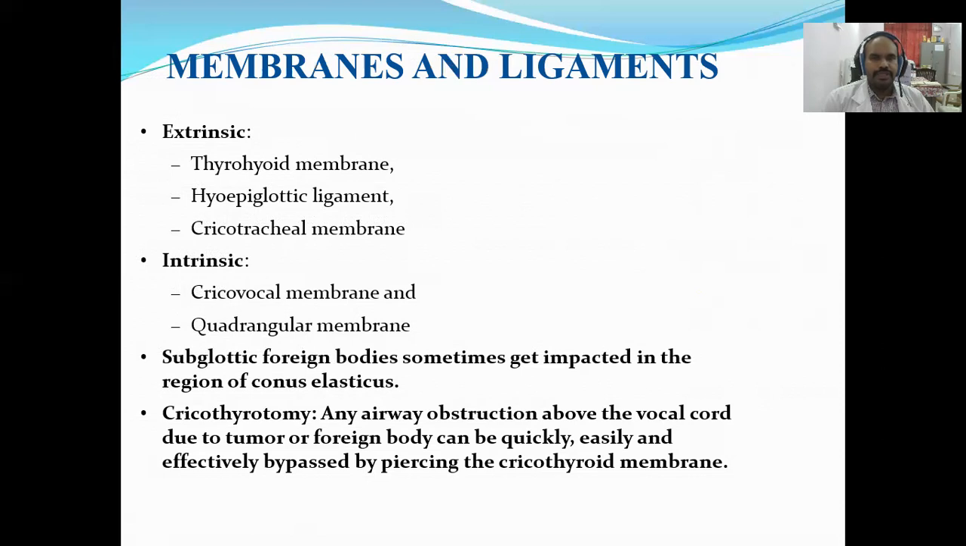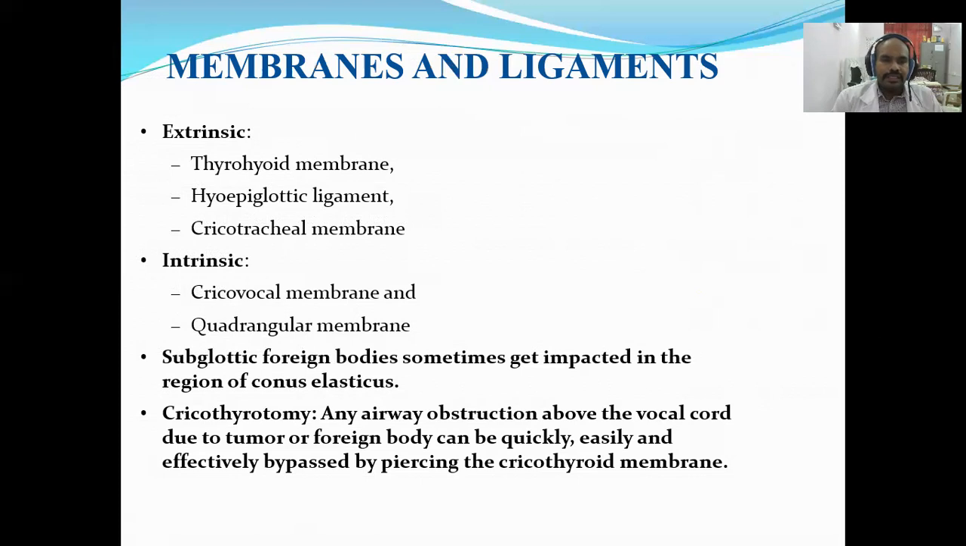Then we have the cricotracheal membrane, between the cricoid cartilage on one side and the tracheal rings on the other side. These three, the thyrohyoid, hyoepiglottic, and cricotracheal membranes, form the extrinsic membranes and ligaments of the larynx.